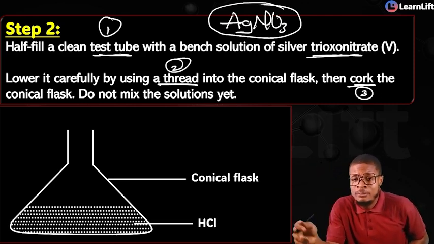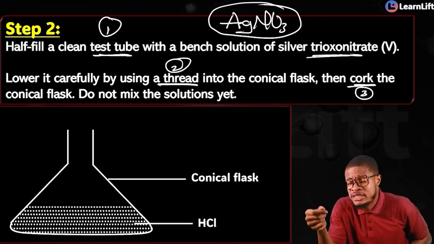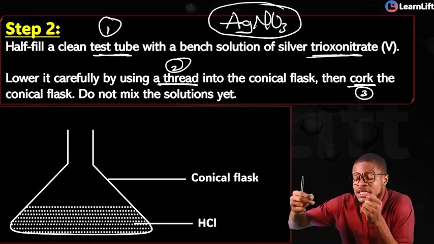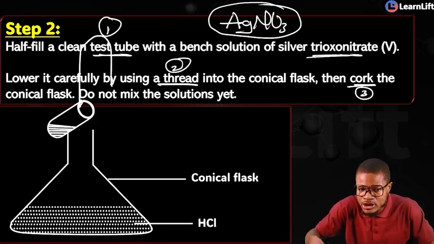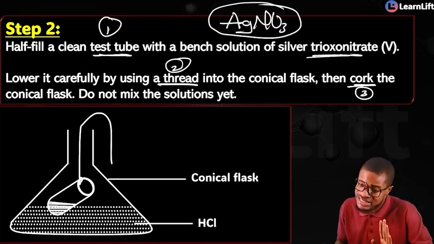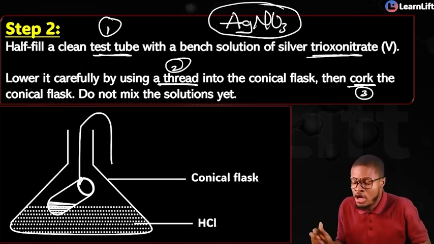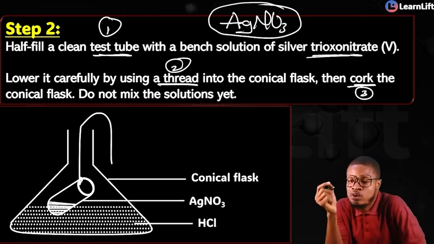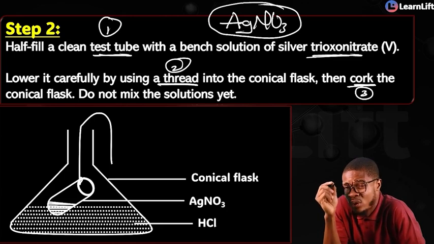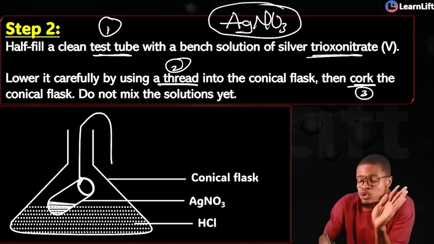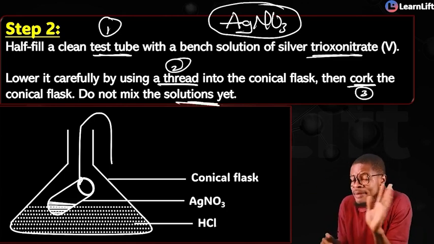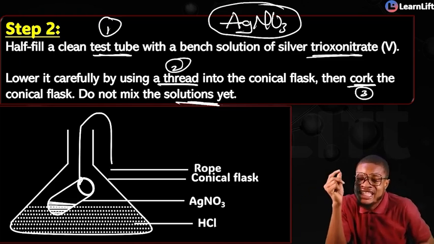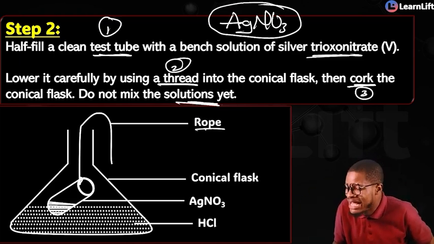So I need my test tube that is filled with my silver trioxonitrate 5, attach my thread to it, and lower it into the what? Conical flask, like this. Say you are feeling it and you are following me. You can see your test tube, and that test tube contains your silver trioxonitrate 5, AgNO3. They say do not mix the solutions yet. Have I mixed it? No. I only use my thread or rope to tie it outside.